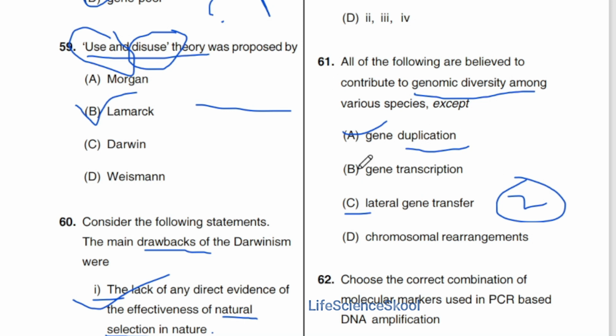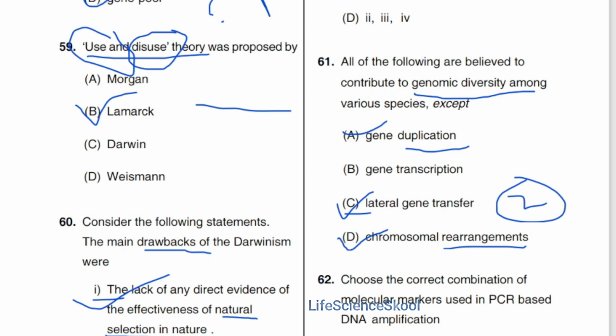Anyhow, according to this question, the genes are getting transferred and diversity is going to increase. So option C is also correct. And chromosomal rearrangement: obviously if the chromosome gets rearranged, then you are going to get varieties of genetic characteristics. So it contributes to genetic diversity or genomic diversity. Option D is also a correct answer.